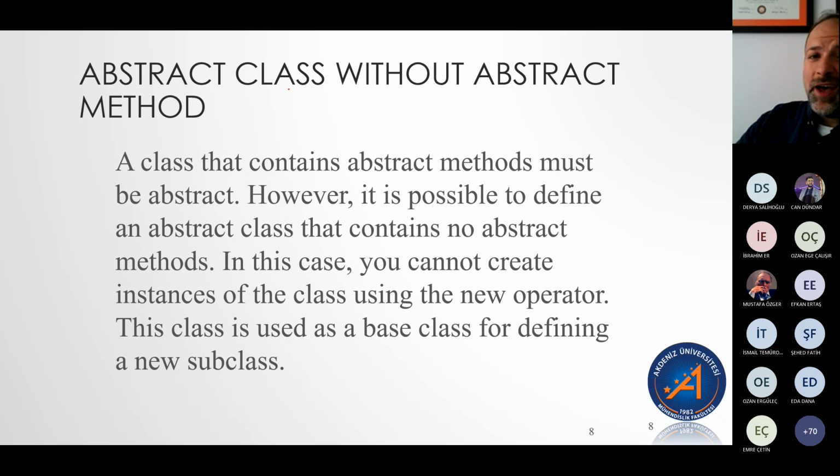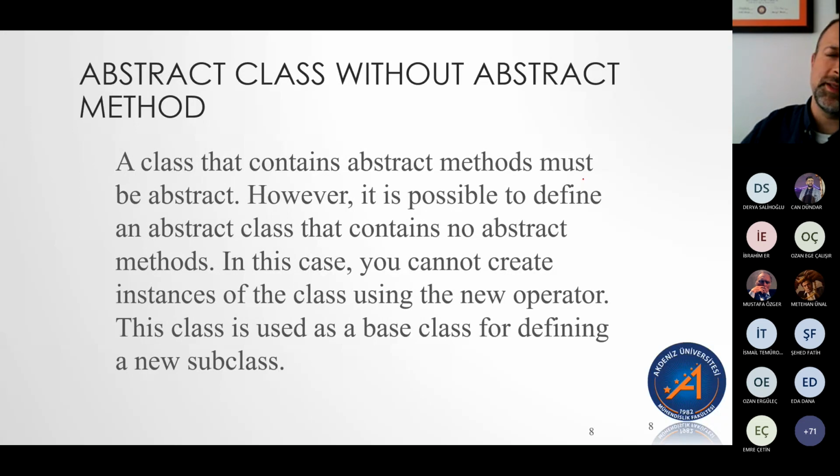Abstract classes don't have to have any abstract methods. There's no requirement that an abstract class has an abstract method. We can define an abstract class that contains no abstract methods. It's fine, but we still cannot create instances of that class with the new operator, because the class itself is abstract. But if a class contains abstract methods, the class itself must be abstract as well.